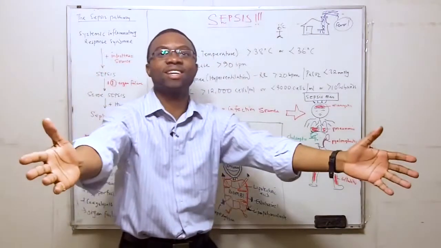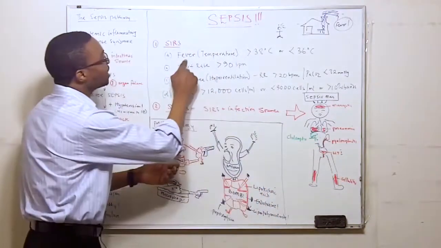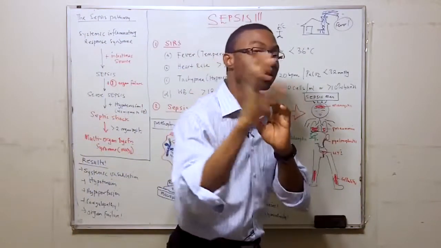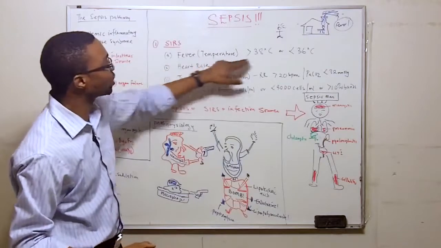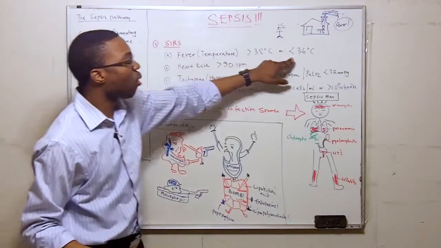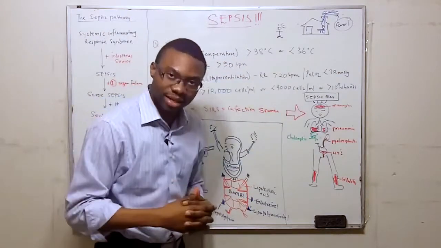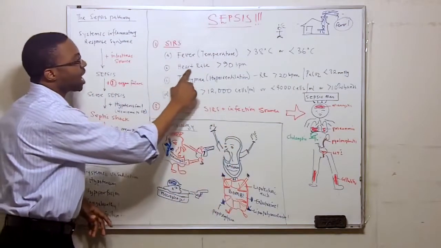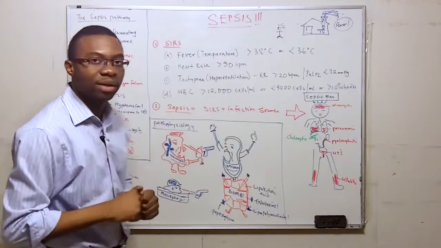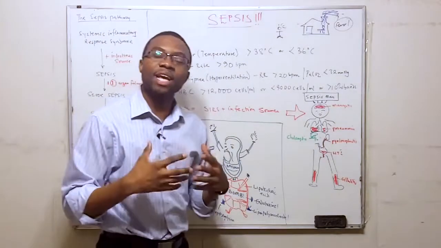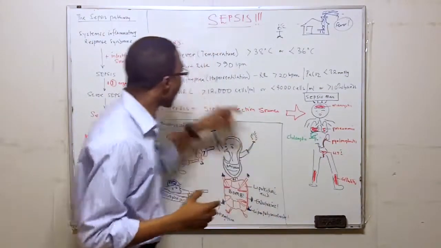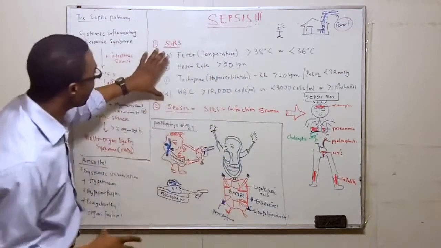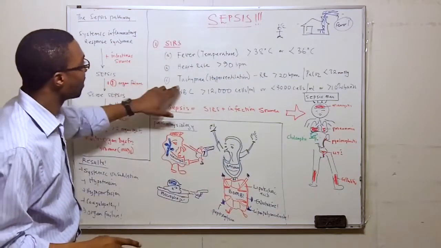Absolutely genius. So, these patients at the beginning of systemic inflammatory response, they will have a temperature greater than 38 or less than 36. Now, the second thing is their heart rate is going to go up. They're going to be tachycardic. They're going to have heart rate greater than 90 beats per minute. You need to memorize this.